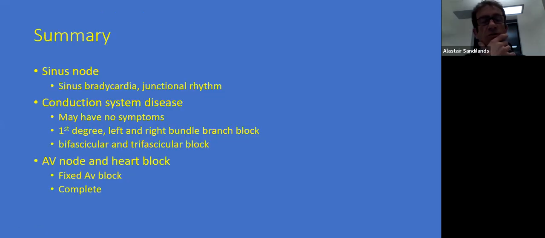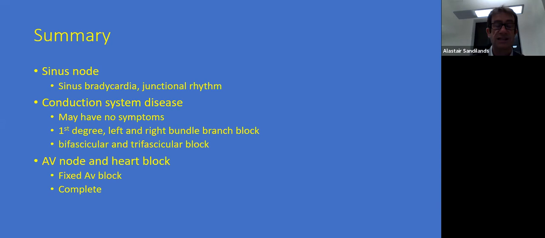Okay, so remember that we talked about the sinus node, evidence of sinus bradycardia, junctional rhythm. There may be evidence of conducting system disease. So at that point in time, they may have no symptoms, but could develop symptoms. So this might be first degree heart block, or left bundle branch block or right bundle branch block. We discussed bifascicular block when you've got axis deviation in association with right bundle branch block, and trifascicular block when there is first degree block, right bundle and axis deviation.